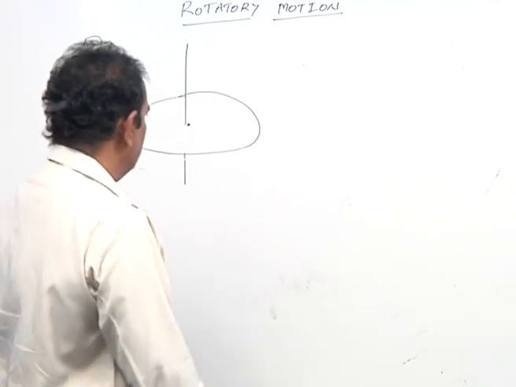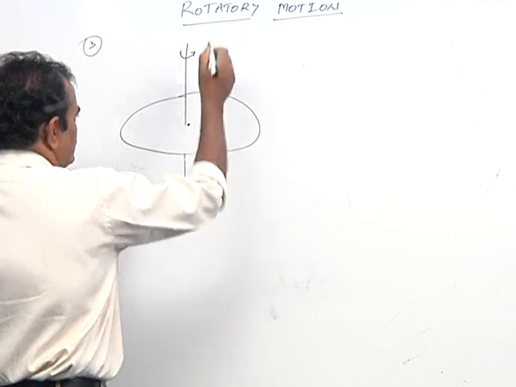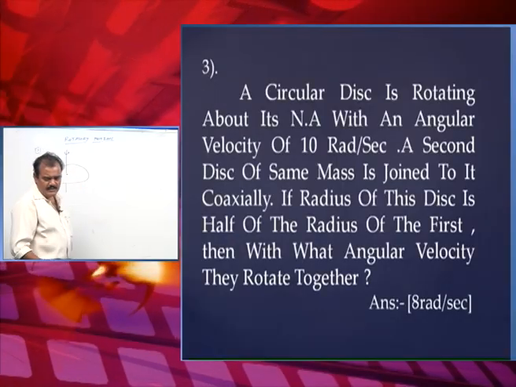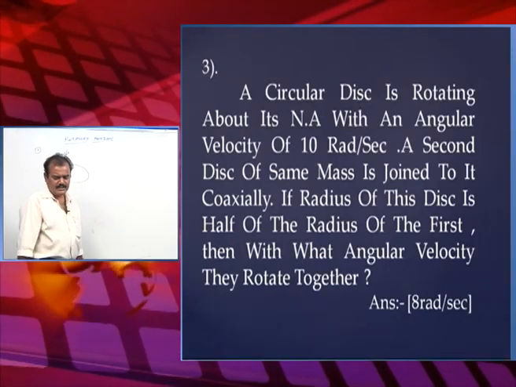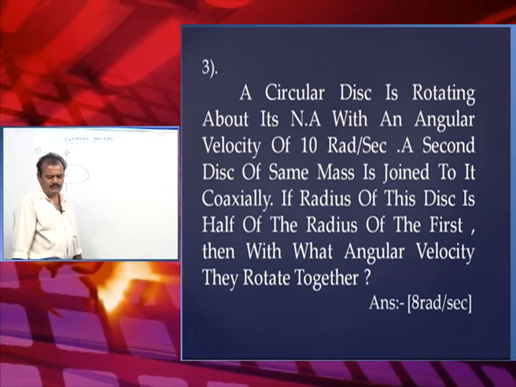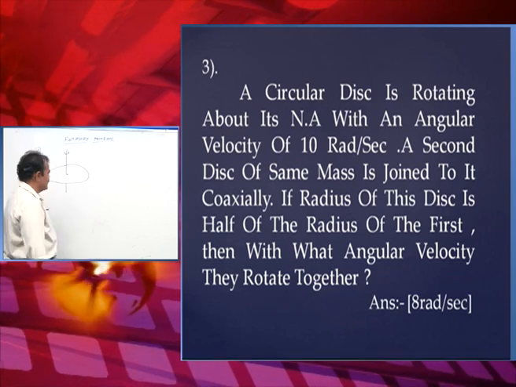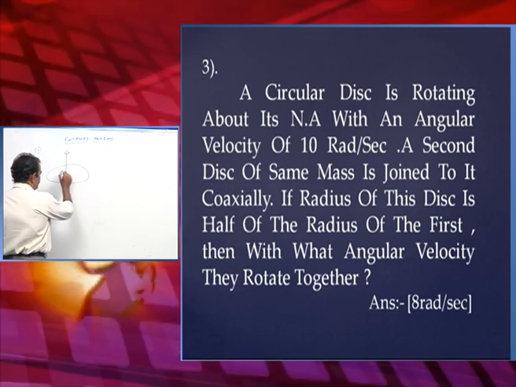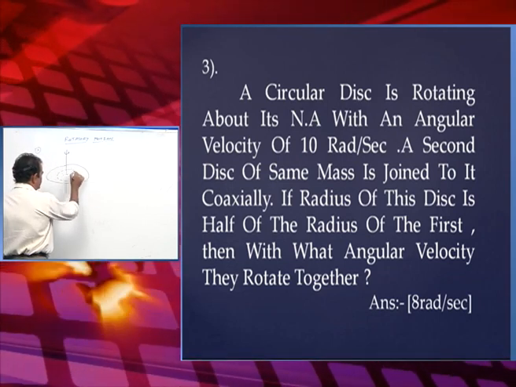Plane of that disk, now it is to rotate like this. In this case, it is rotating with a velocity of 10 radians per second, and a second disk of the same mass is joined to it coaxially. The radius of the second disk is half of the radius of the first one. So that's why we are taking the second disk here also.